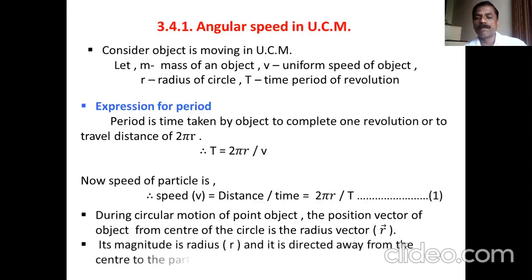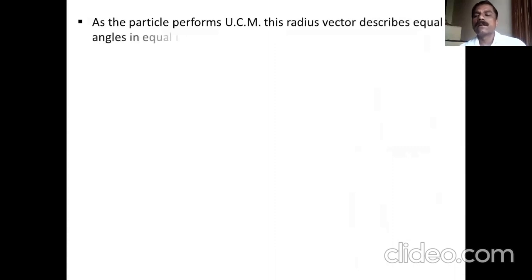When we consider this radius vector, the magnitude of the radius is constant, but it is directed away from the center of the circle. I already told you what a radius vector and a position vector are: it is a vector along the radius and away from the center of the circle. Now we want to find the expression for omega, that is, angular speed.